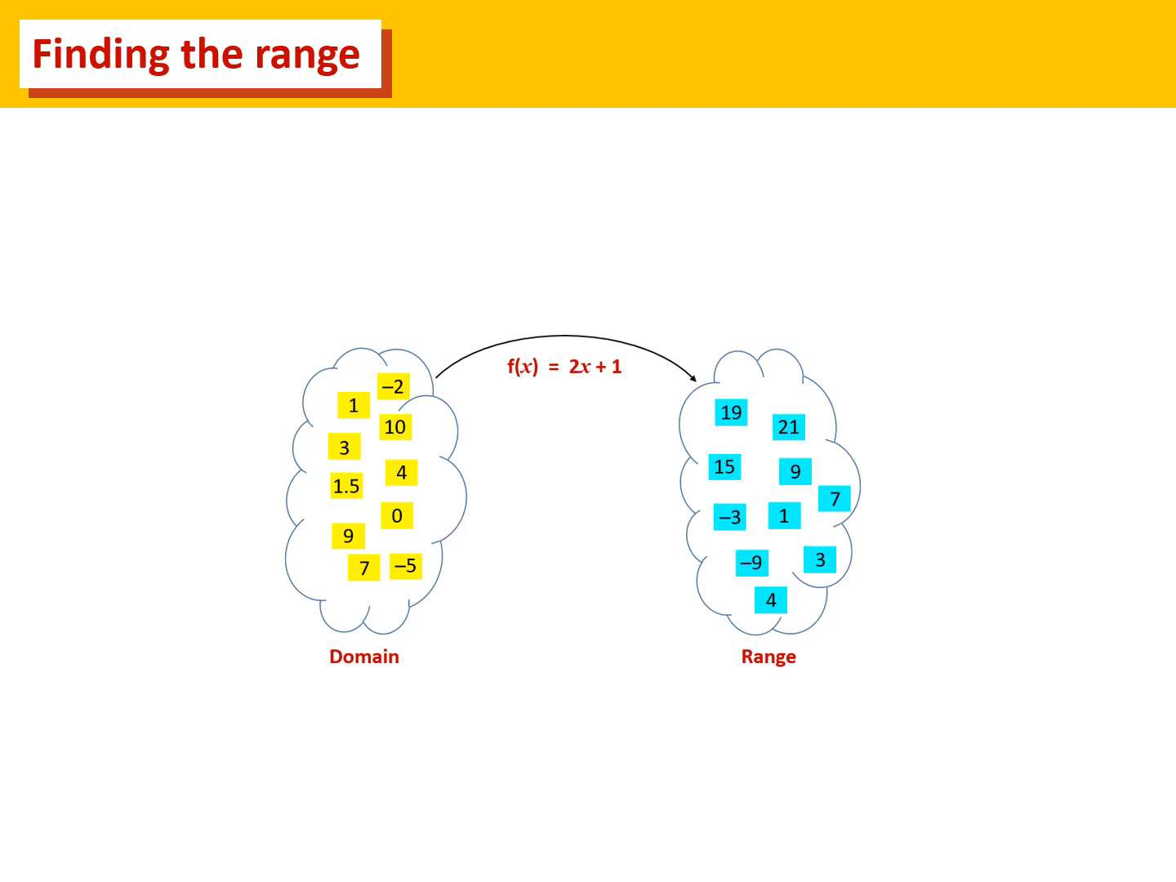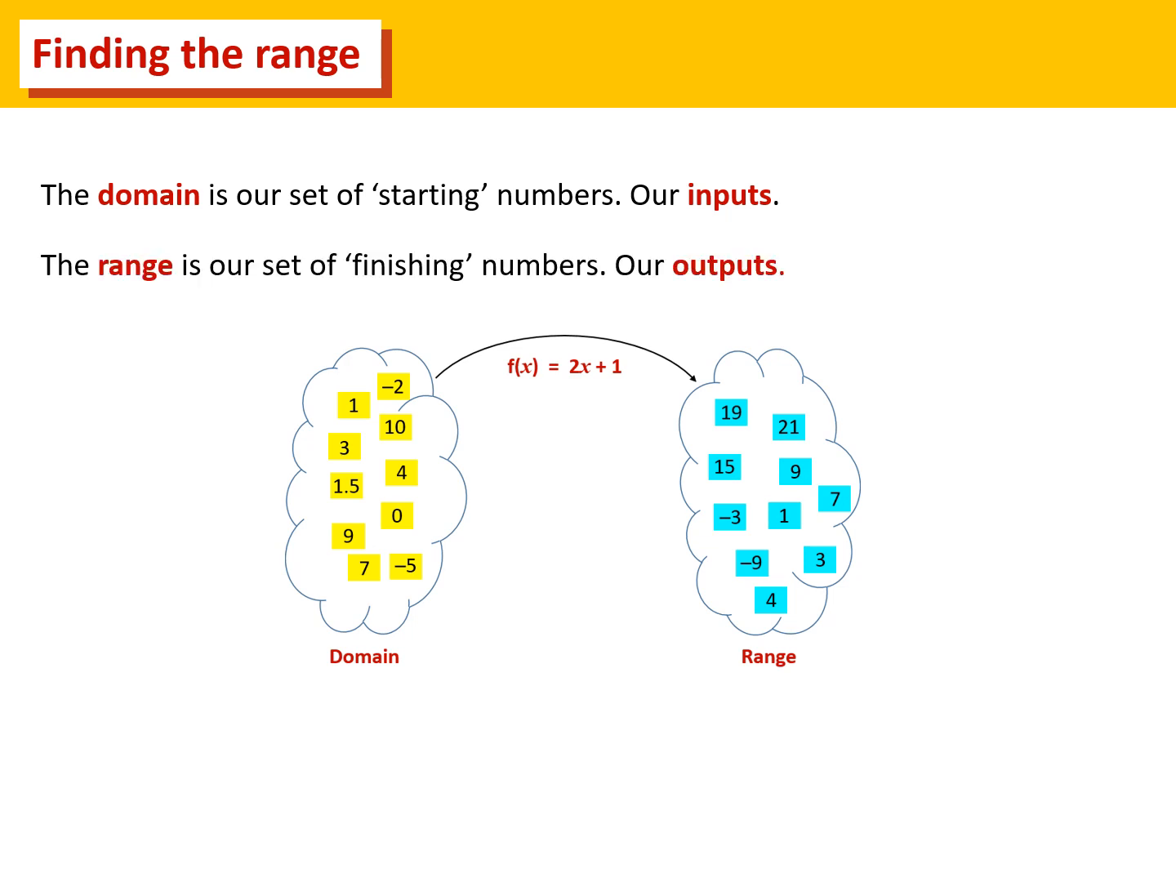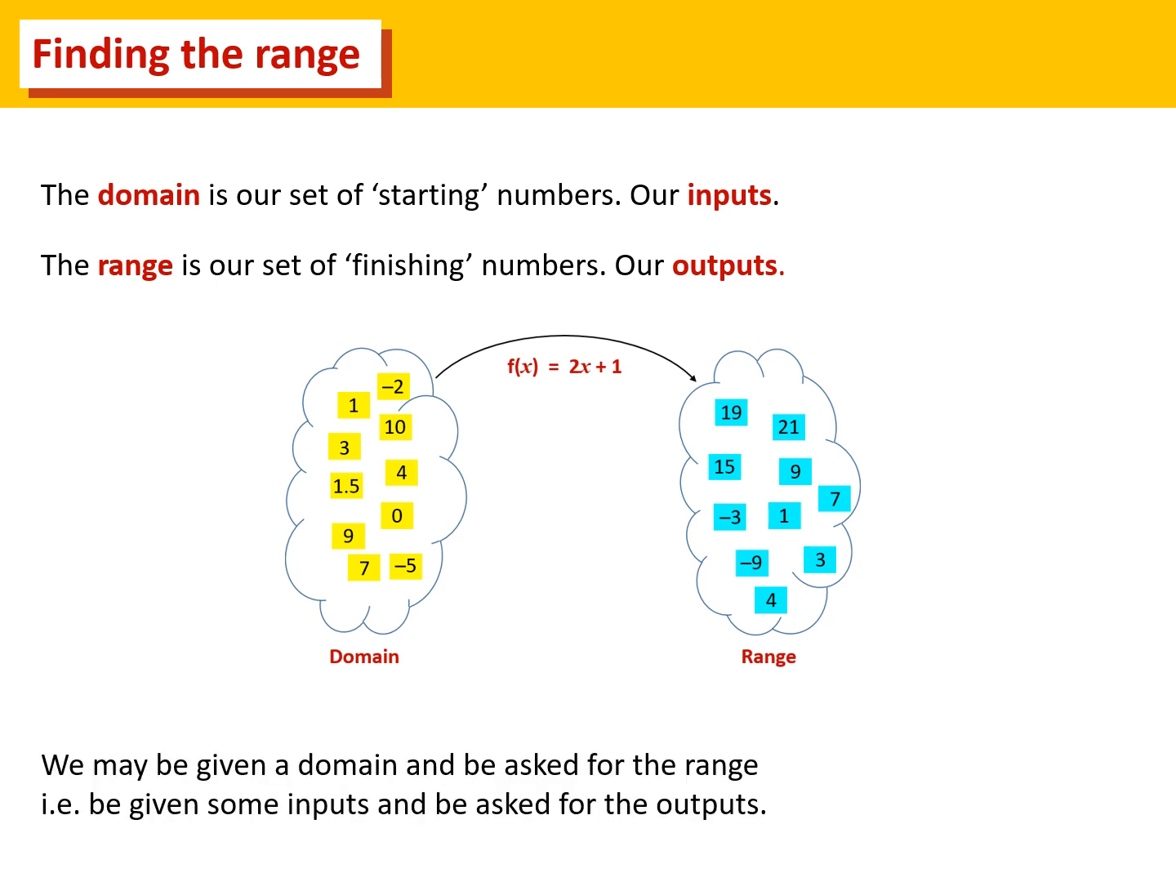Now, this is about finding the range. The domain is our set of starting numbers, our inputs, and the range is our set of finishing numbers, our outputs. And we may be given a domain and be asked to find the range, i.e. we're given some input values and we're asked to find the outputs.